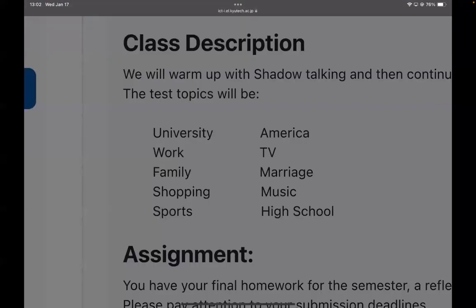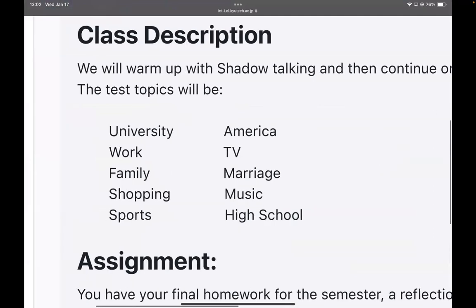Okay. Now, as to the topics of the test, I'll show you this right now in class. Here are the topics that we will actually use during the test. We use the first 5: university, work, family, shopping, sports. In the midterm test, we will use those again, okay? And we started working on the other 5, America, TV, marriage, music, high school, last week. So those are all topics that are very, I would think, everyday topics, the topics that you would be talking about with a friend that you met a couple of weeks ago and you're getting to know them.